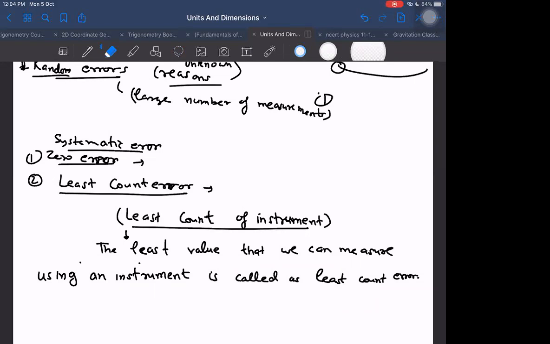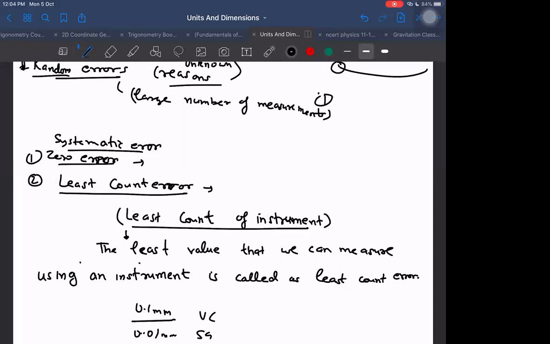So sometimes the least we can measure is 1 millimeter. There are certain devices which we will be studying now, vernier calipers and screw gauge, by which we can measure up to 0.1 millimeter using vernier calipers, and 0.01 millimeter using screw gauge. These are the least counts, and these are also the least count errors.